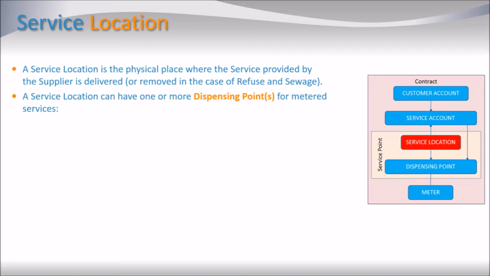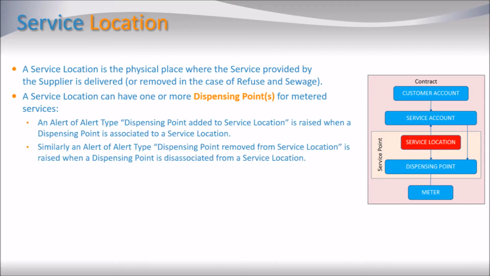A service location can have one or more dispensing points for metered services. An alert of alert type dispensing point added to service location is raised when a dispensing point is associated to a service location, and similarly, an alert of alert type dispensing point removed from service location is raised when a dispensing point is disassociated from a service location.